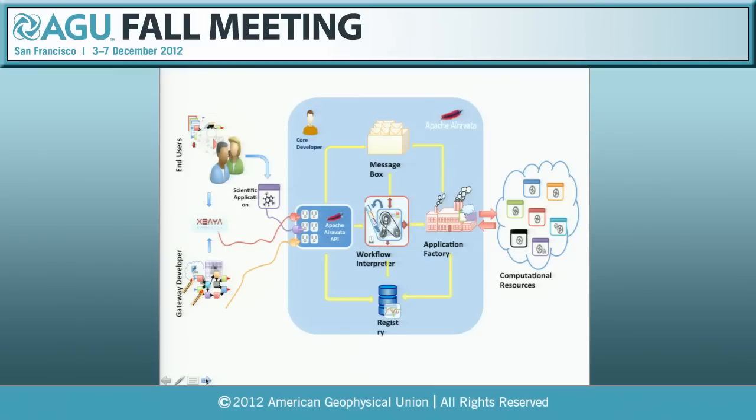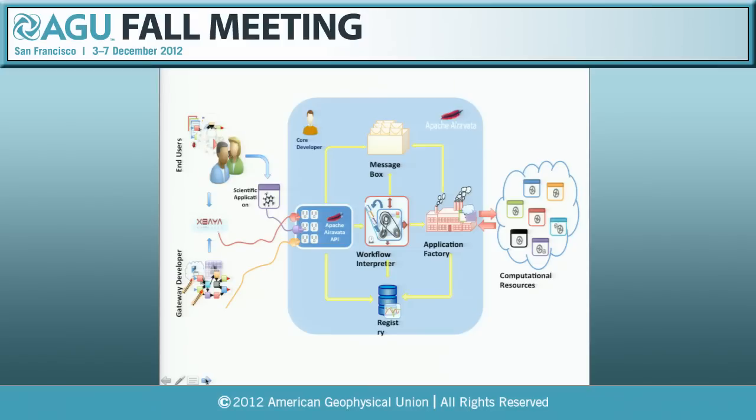So the last component is the API component, which is the entrance, the blue box with the arrow, the Apache feather in the middle. Each of those components, the message box, the interpreter, the registry, the application factories, these are all web services. They all have programming interfaces, but it's not necessarily something that is easy to program against. And also we have tendencies to change things when we need to make an improvement.